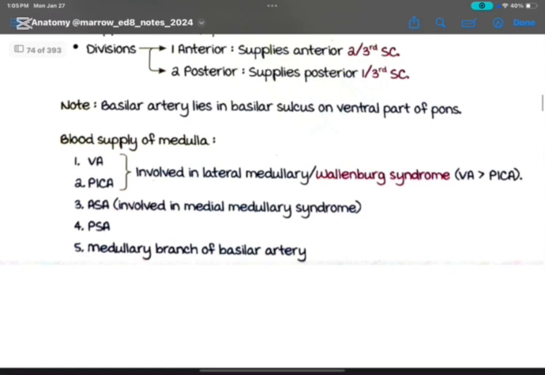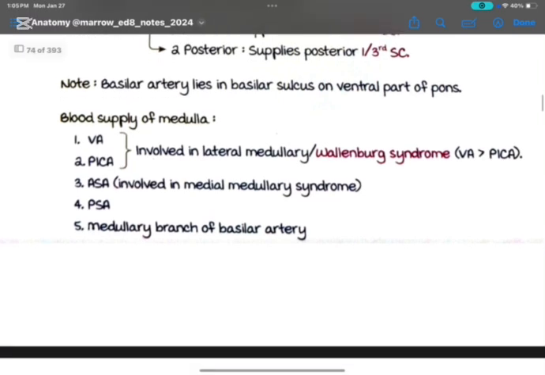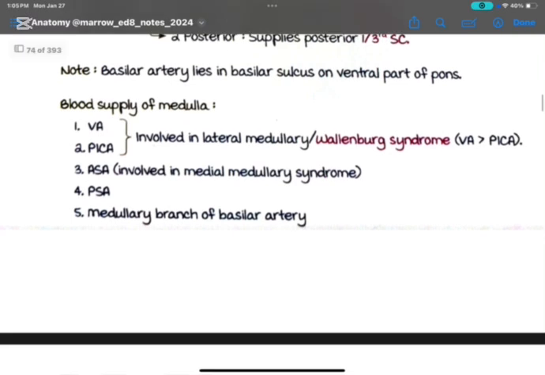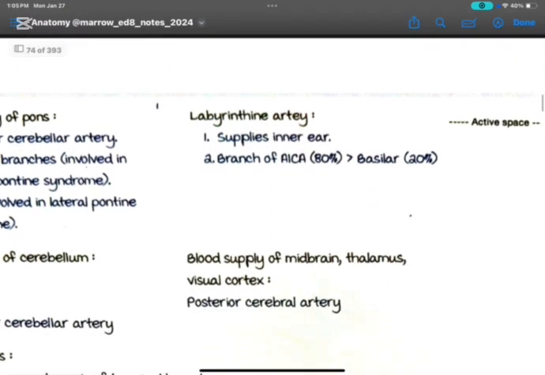Blood supply of medulla. Vertebral artery and posterior inferior cerebellar artery are involved in lateral medullary Wallenberg syndrome. Vertebral artery is more commonly affected than posterior inferior cerebellar artery. Anterior spinal artery is involved in medial medullary syndrome. Posterior spinal artery, medullary branch of basilar artery.